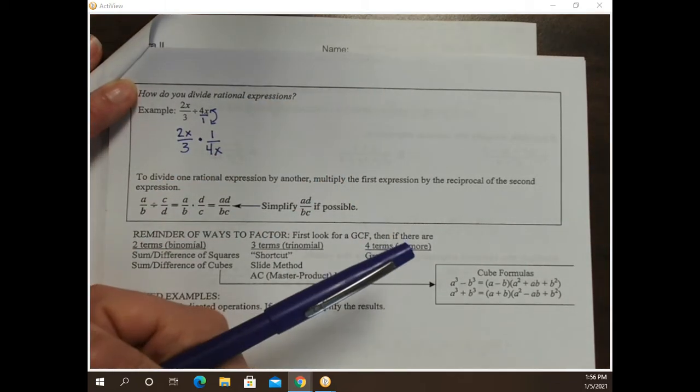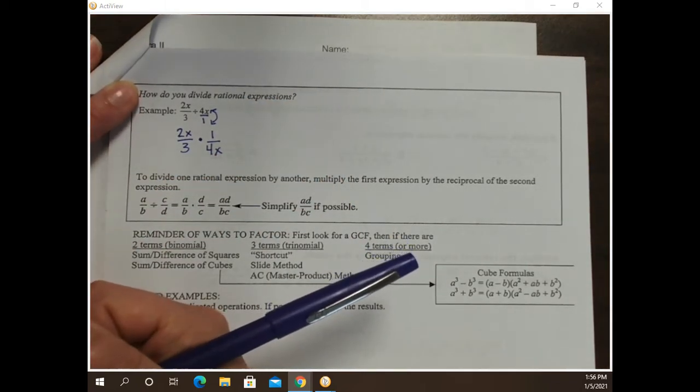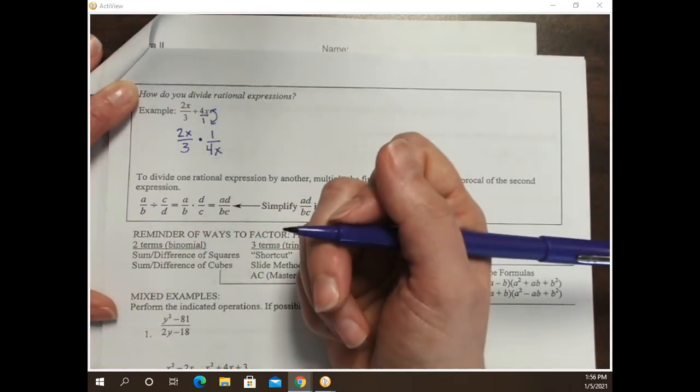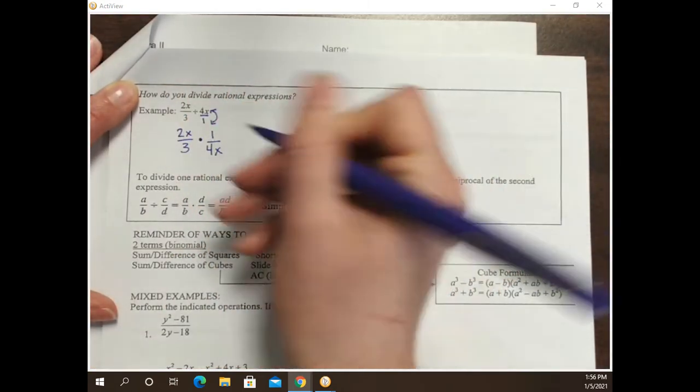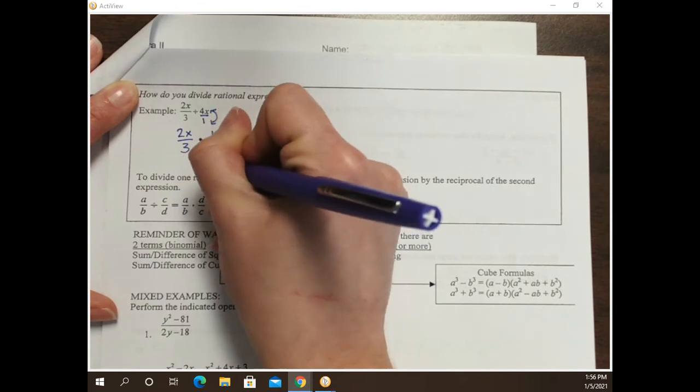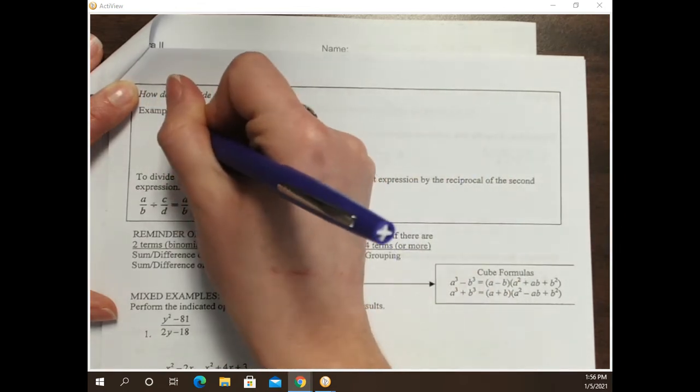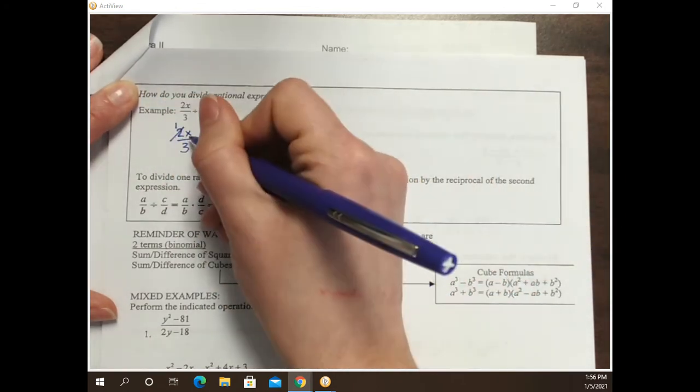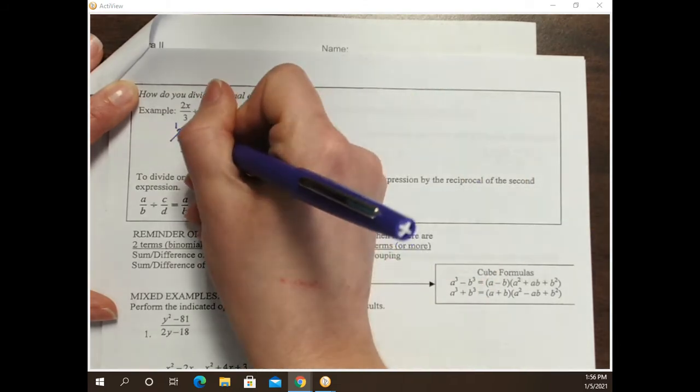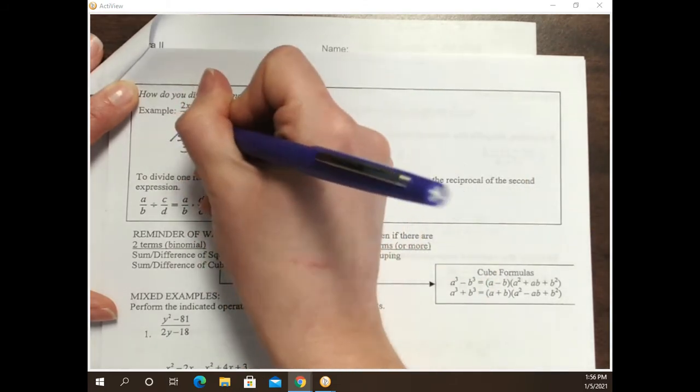And now we can multiply these fractions just like we did before. Again, I'm going to start by reducing. So 2 and 4 can reduce. 4 divided by 2 is 2. 2 divided by 2 is 1. And then I also have a factor of x on the top and bottom. x divided by x would be 1.